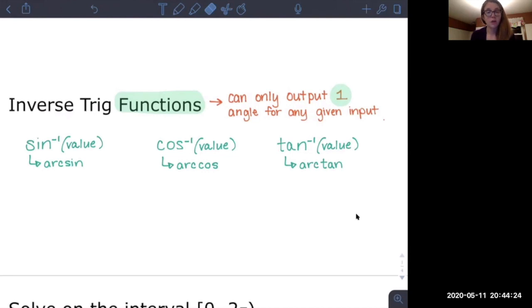They are always going to, and I'm going to say this really carefully, they are going to output the angle that is closest to 0 in every situation. So here's what that means.